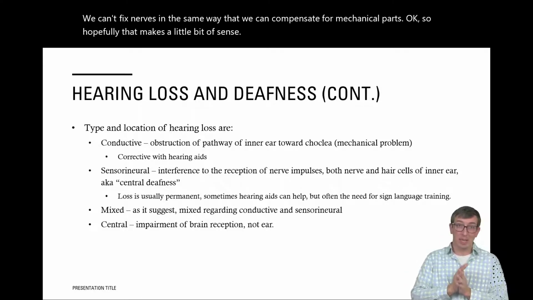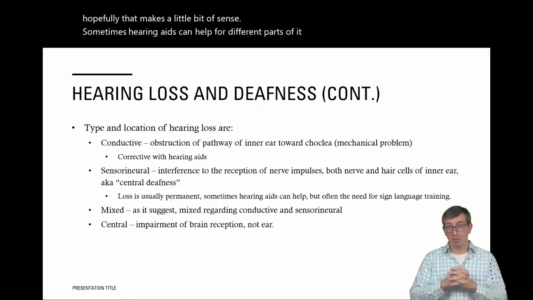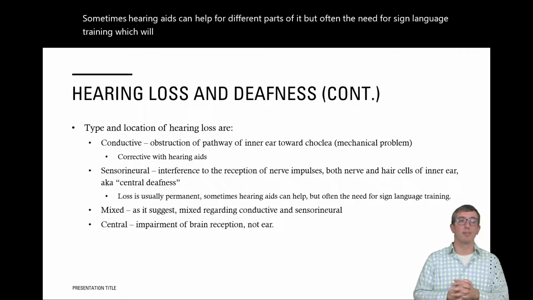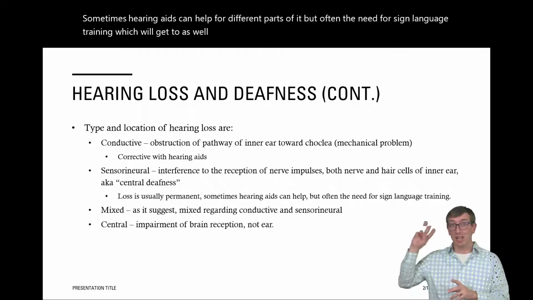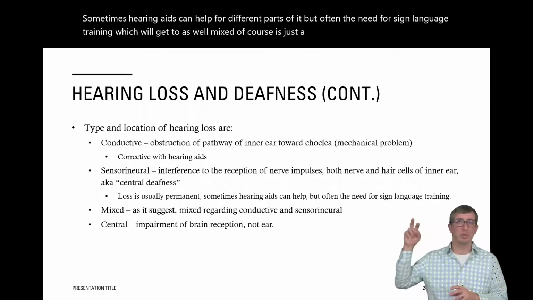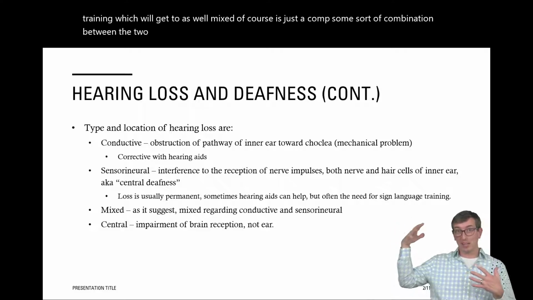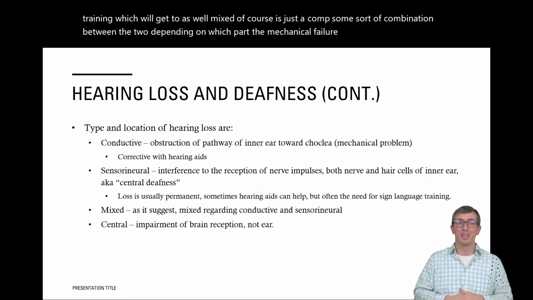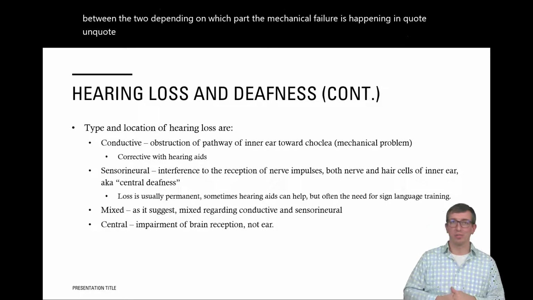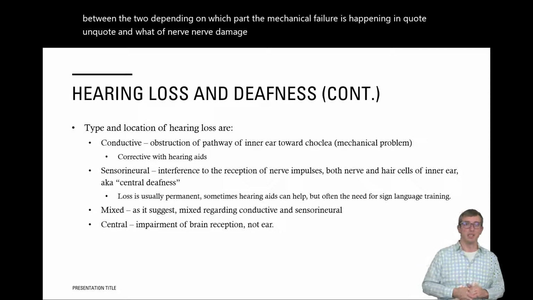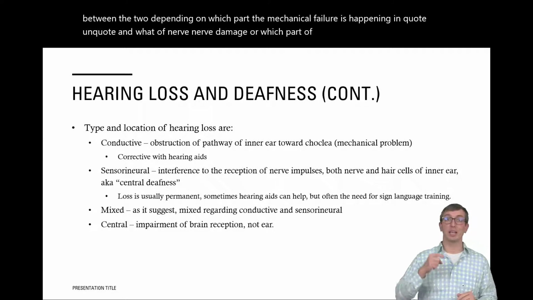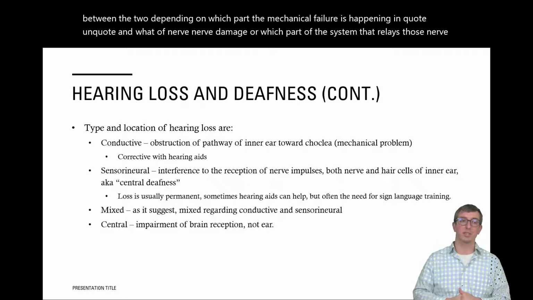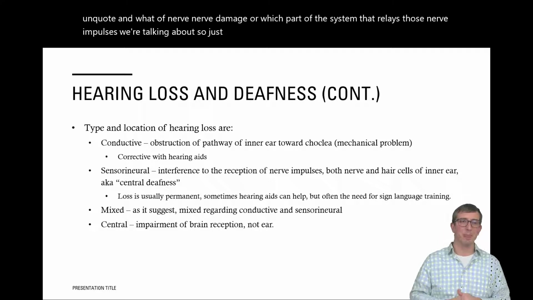Sometimes hearing aids can help for different parts of it, but often the need for sign language training, which we'll get to as well. Mixed, of course, is just some sort of combination between the two, depending on which part the mechanical failure is happening in, and what kind of nerve damage, or which part of the system that relays those nerve impulses we're talking about. So it just really depends in that situation.